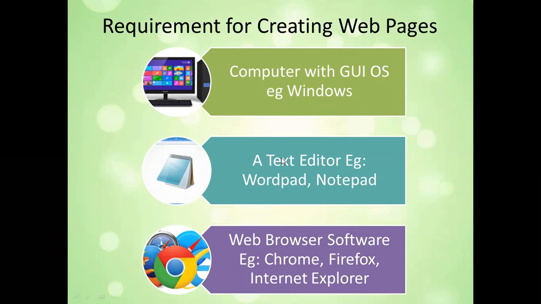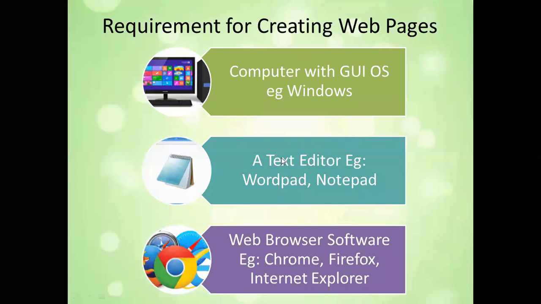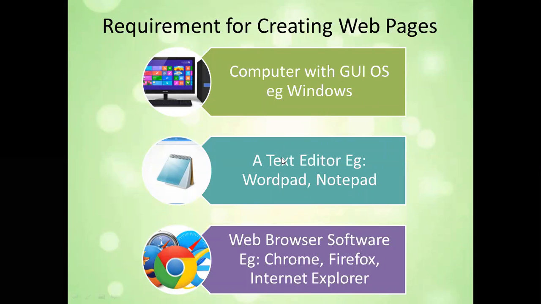And next is the text editor. We don't have a text editor in the phones. Sometimes we need to install an app if we want to use a text editor. The third thing is Google Chrome, which is already there in the phones. So we need to install an app for the text editor only. Rest of the things are already there in the phone.